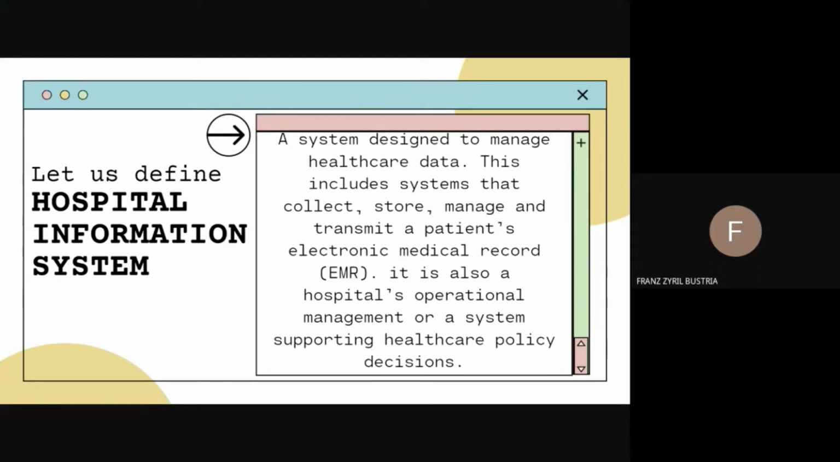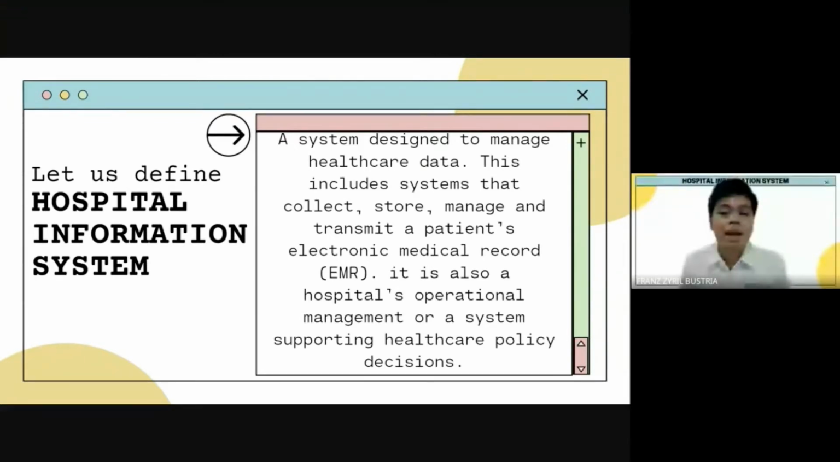The hospital information system was introduced during the 1960s. It is designed to manage healthcare data, with systems that collect, store, manage, and transmit a patient's electronic medical record or EMR. Moreover, it is also a hospital's operation management or a system supporting healthcare policy decisions.